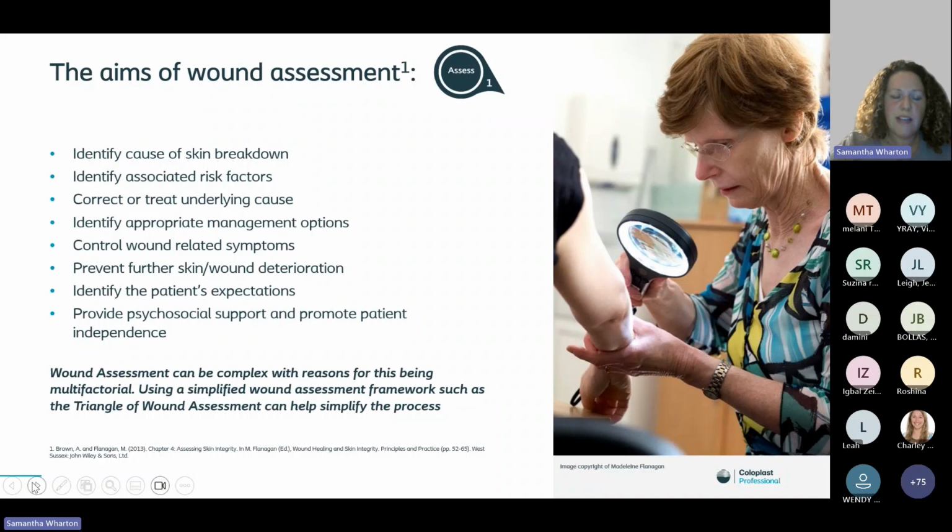By doing that full assessment, we'll be looking at how much exudate's present, whether that exudate's being managed or actually is the peri-wound skin breaking down because the exudate's sitting on that peri-wound skin. Is there wound deterioration because there's a bacterial burden within that wound bed? Do we need to manage that and get rid of that bacterial burden to ensure that wound's going to heal? It also helps us identify the patient's expectations, and we can have those in-depth conversations with our patients. And it also helps provide that psychosocial support and promote patient independence.